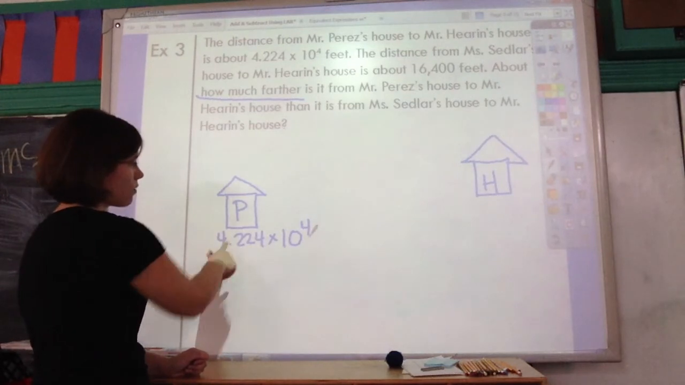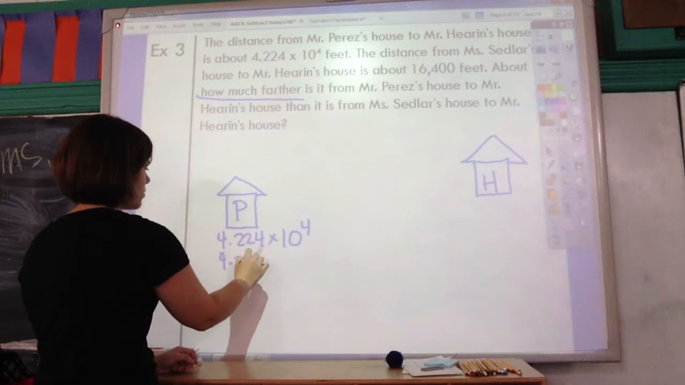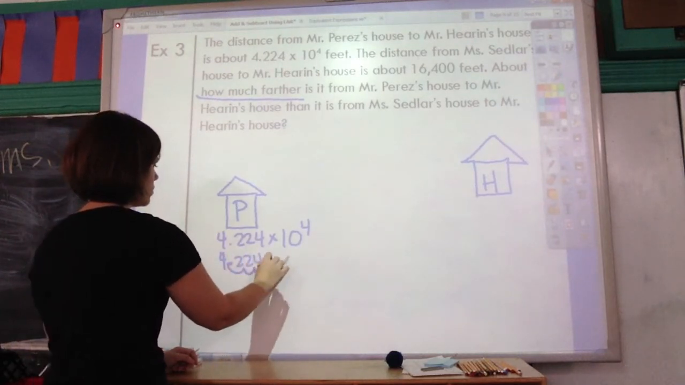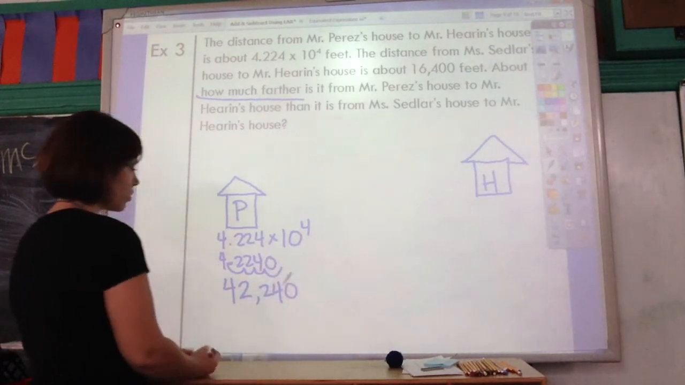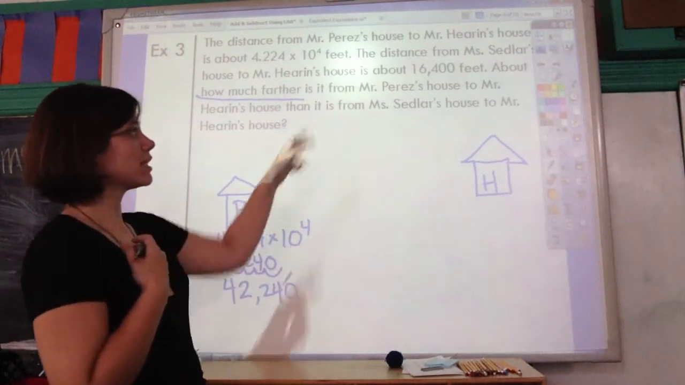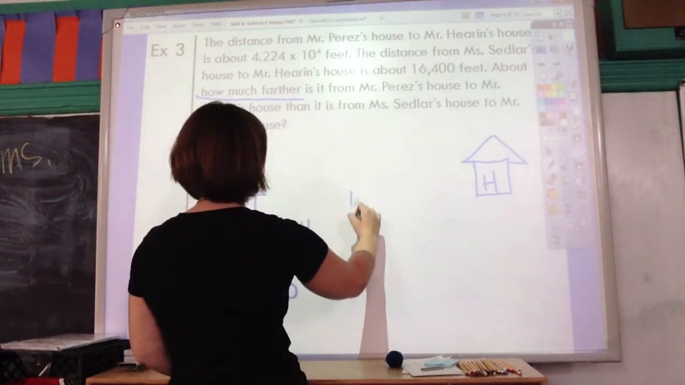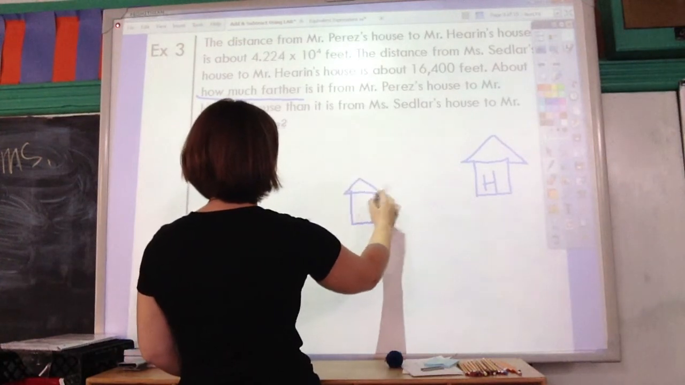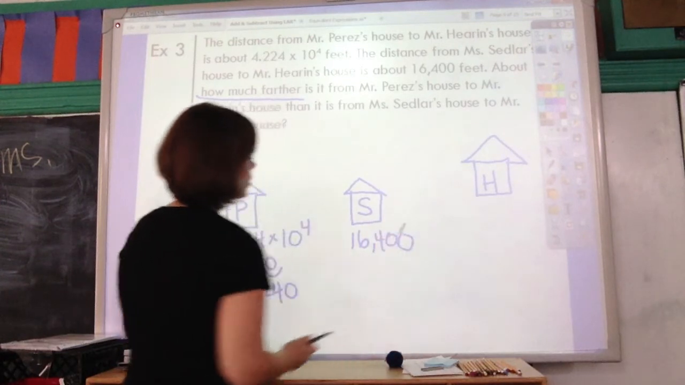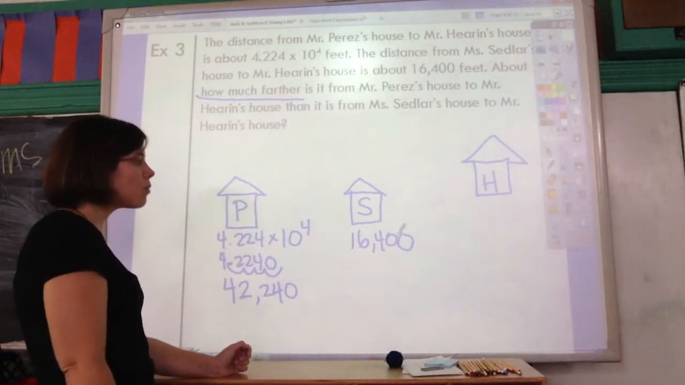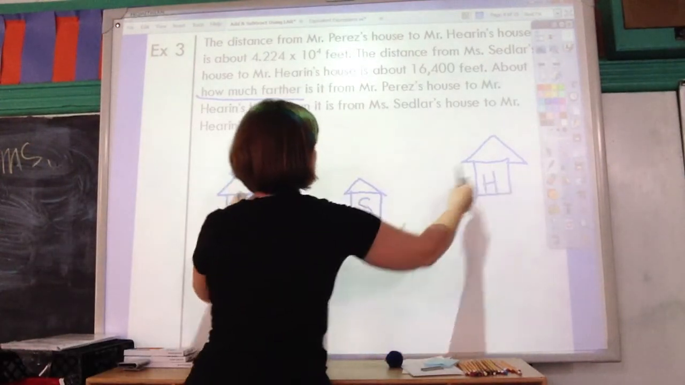Or, if I wanted to know how far just in regular feet, I can move my decimal 4 times. So Mr. Perez's house is 42,240 feet away. My house is 16,400 feet away, which is a lot closer. So my house goes right here. This is Sudler, 16,400. What I want to know is how much farther is it from here to here than it is from here to here.